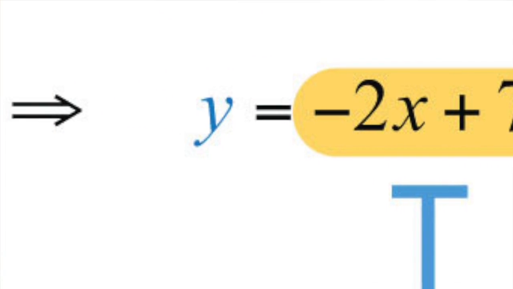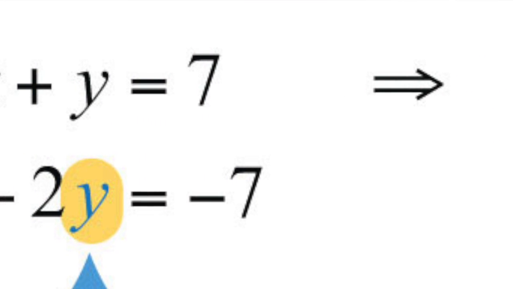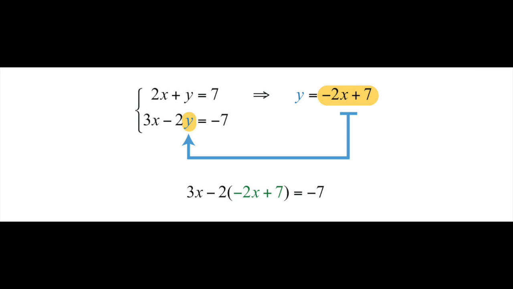Then, we substitute that equation in for y in the other equation. Now we're left with 3x minus 2 times the quantity negative 2x plus 7 equals negative 7. Because there's only one variable, we can solve for that variable, in this case x. Then we can substitute our new x value into the other equation and get the result for y.